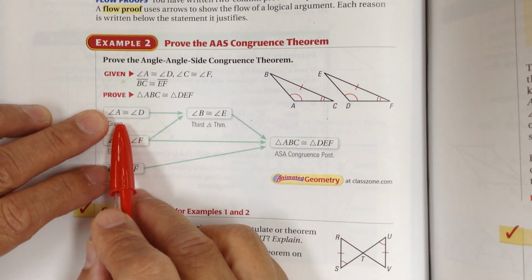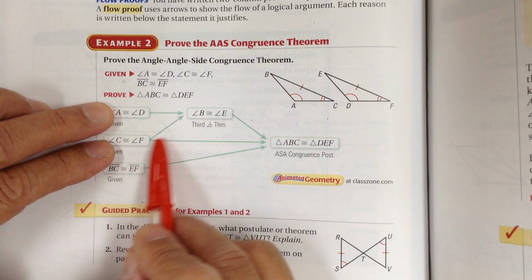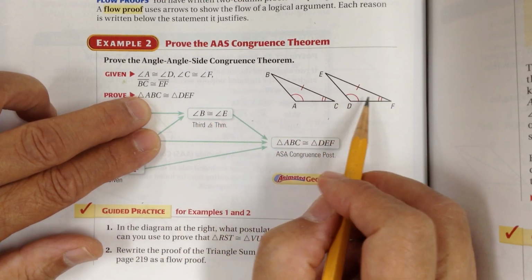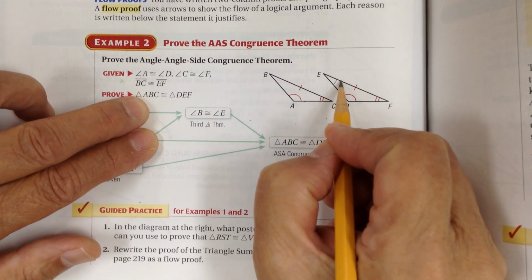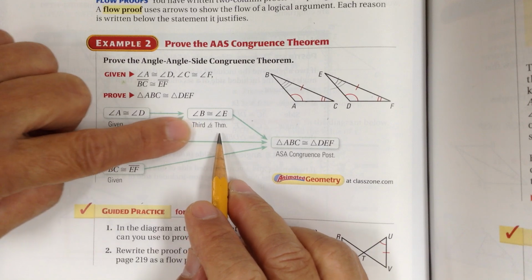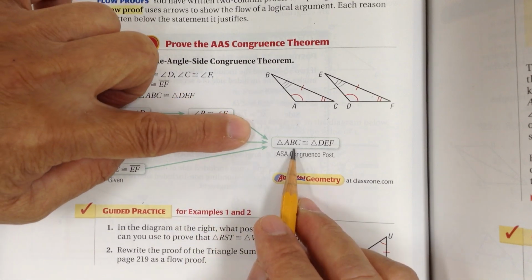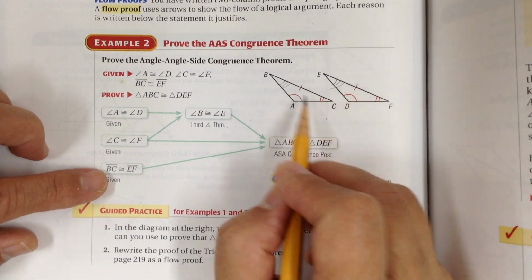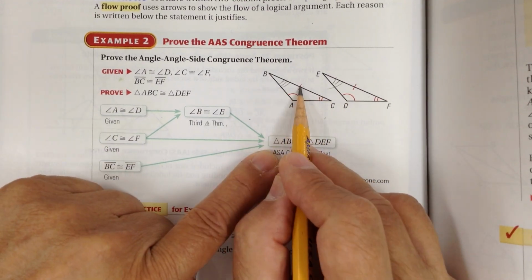So here's the given, and this is also given. From here, because if two angles are congruent, then the third one will also be congruent. So that's the third angle theorem. Once you do that, then again, this is given, so now you're going to have the ASA.